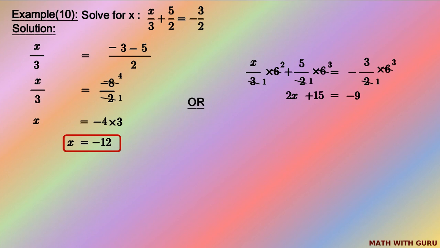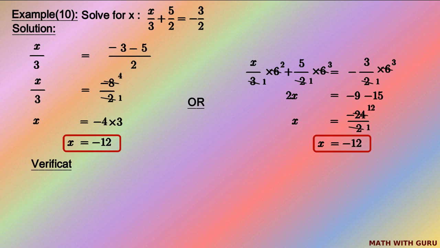Now bring or transpose plus 15 to the right hand side. It becomes negative. 2x equals minus 24. 2 into x equals minus 24. X equals minus 24 divided by 2. Transpose 2 to the right hand side. It divides minus 24. 2 ones are 2, 2 twelves are 24. X equals minus 12. Let us verify the answer quickly.